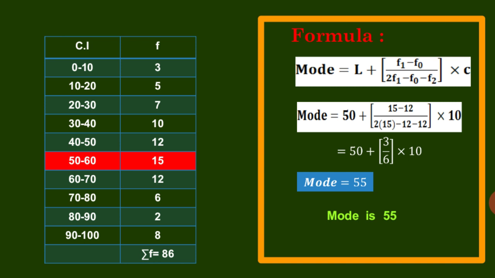Now we are going to substitute all the values in our formula. L value 50, plus F1 value 15 minus F0 value 12, divided by 2 times F1 value 15 minus F0 value 12 minus F2 value 12, multiplied by 10. After simplification we get the mode value as 55. Are you clear?